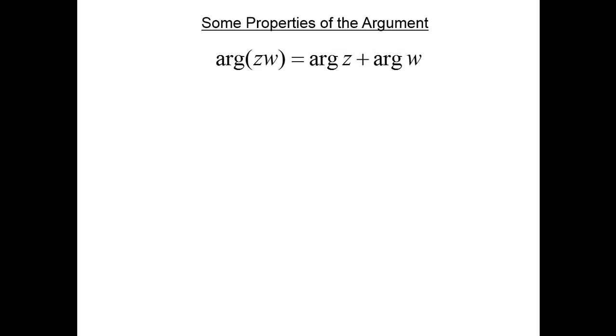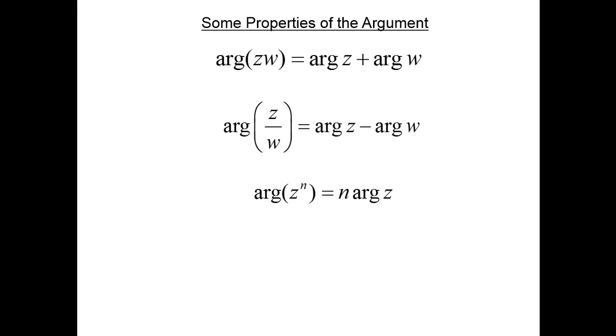So if we want the argument of z times w, we can separate that as argument of z plus argument of w. So z and w are complex numbers. The argument of z divided by w we can separate as argument of z minus argument of w. And then the argument of z to the n we can write as n times the argument of z. And hopefully these look a little familiar to you, because these are very similar to the log properties we had back in algebra.